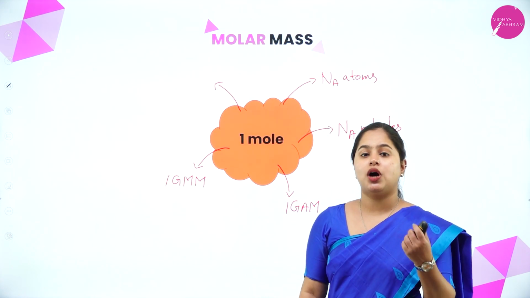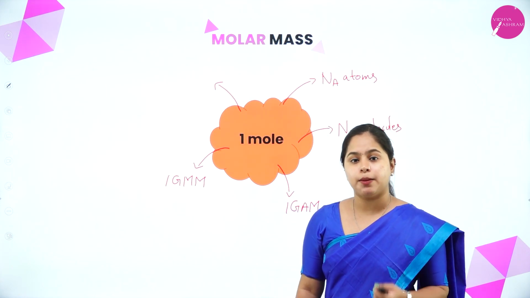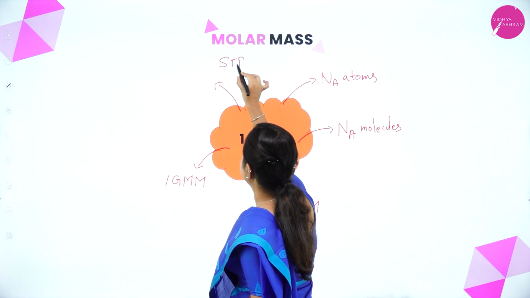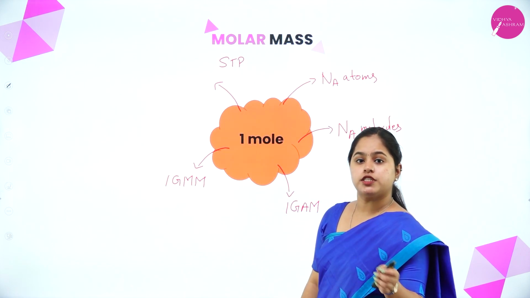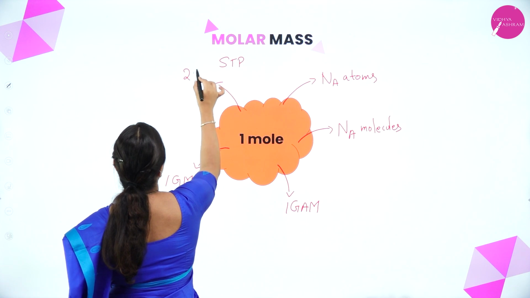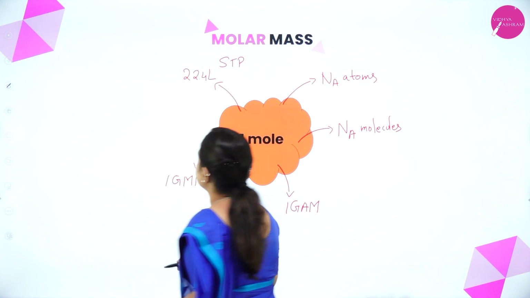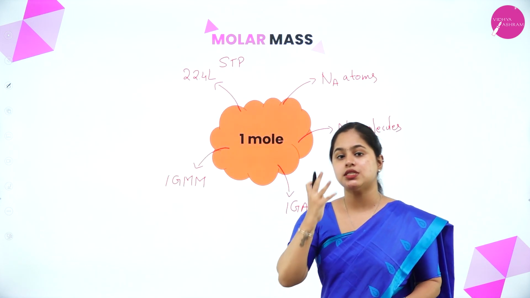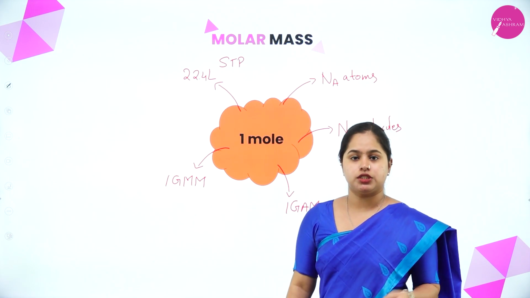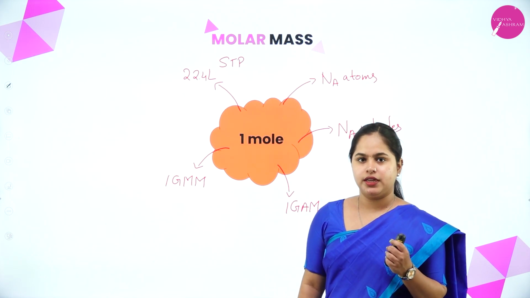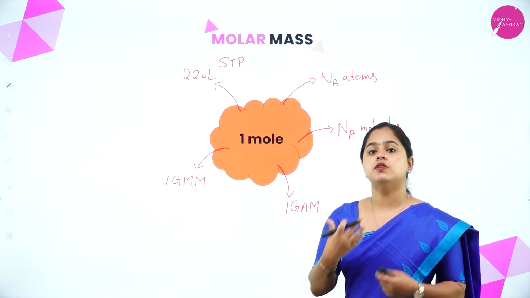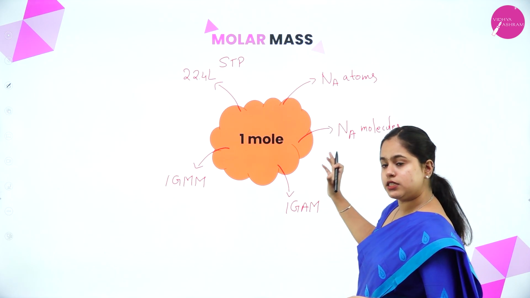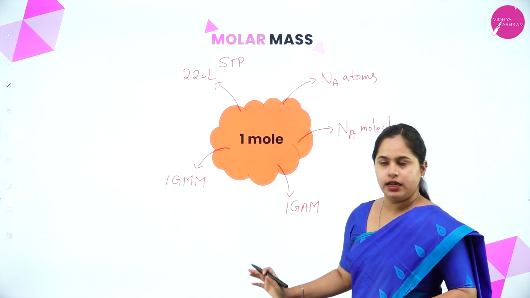Now there is one more way which you can represent your 1 mole. If the substance that you have taken is in standard temperature and pressure conditions, that is, if it is in STP conditions, your 1 mole of substance will contain 22.4 liter. So you can also represent it in the form of volume. This is only when the substance is taken in STP conditions, that is standard temperature and pressure. I hope you are clear with in which all ways you can represent your 1 mole. This can be represented in terms of particles or also the masses and volume.